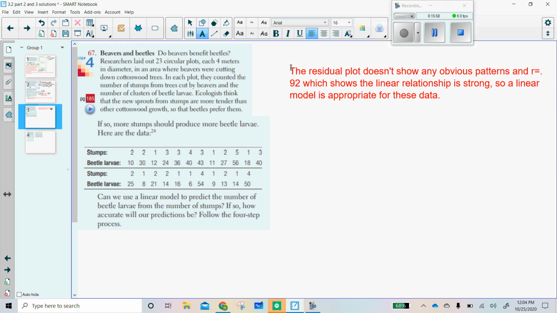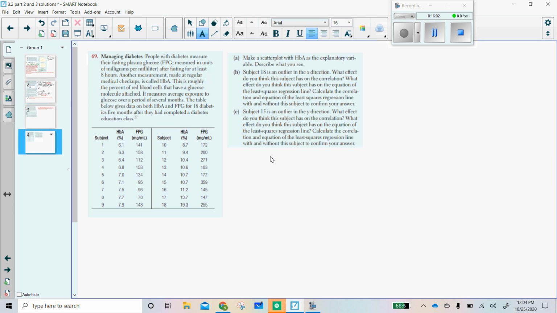Okay, so don't worry about the 4-step process. I think this is fine for now. And 69 was one that I actually assigned in a later assignment, but I thought it would make sense to go ahead and go over it now. We are going to have to make a scatter plot right away, and so I'm going to need to type all of these things in.